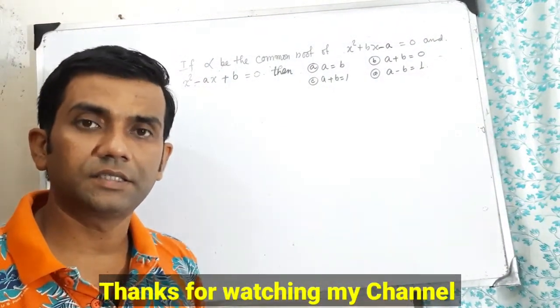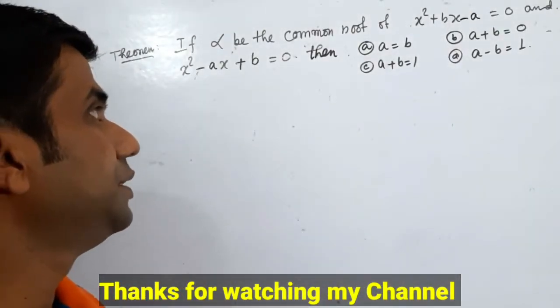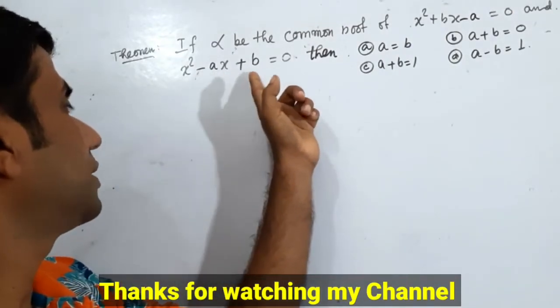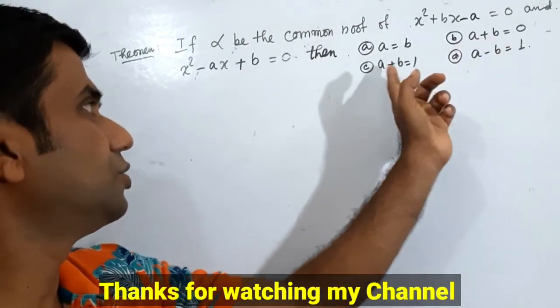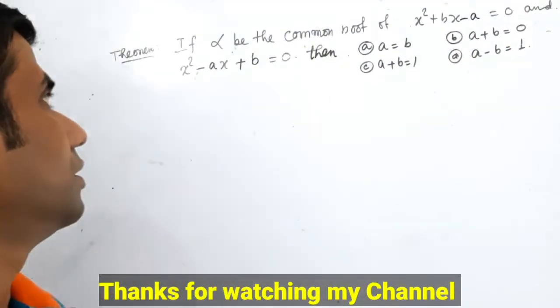This is an interesting problem. If alpha be the common root of x square plus bx minus a is equal to 0 and x square minus ax plus b is equal to 0, then a is equal to b, a plus b is equal to 0, a plus b is equal to 1, and a minus b is equal to 1.